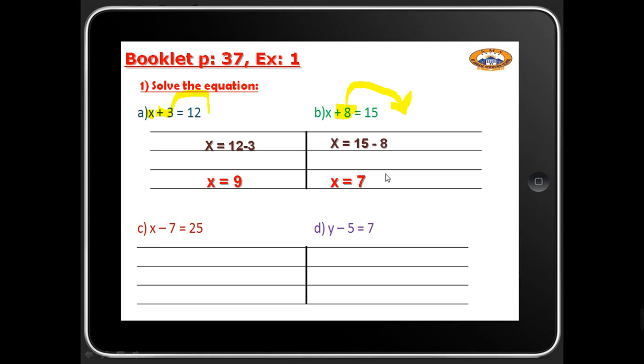So I want you to write each step in a different line. Don't write them near each other, okay? I want you to see the steps of the solution.